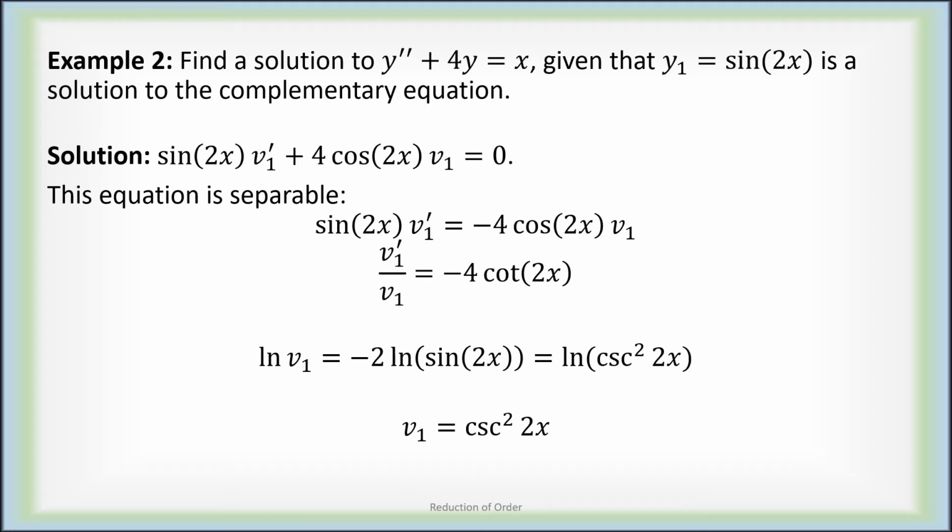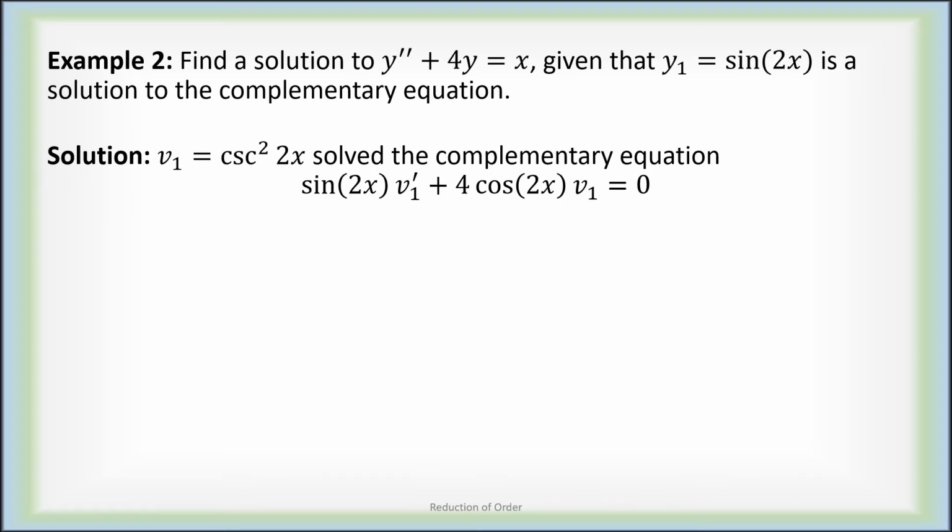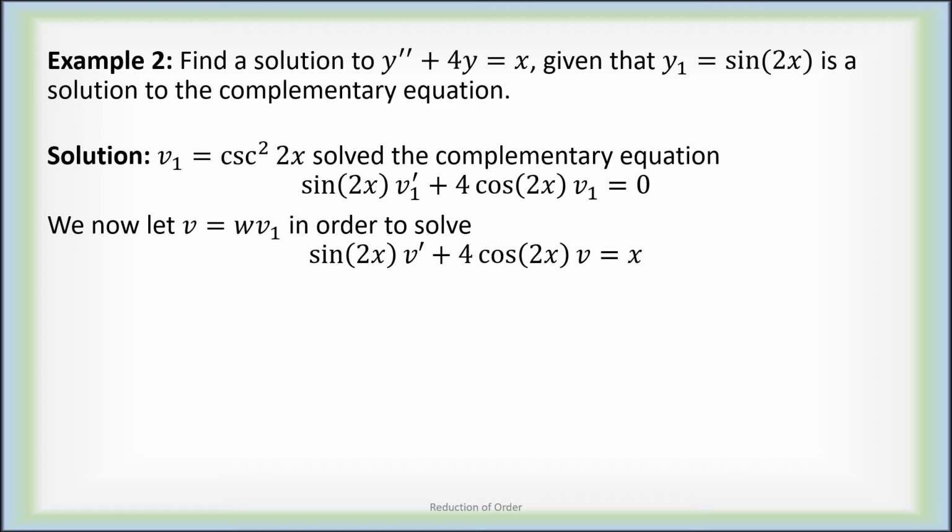Now we're going to go back and solve the original equation in v. So v1, cosecant squared of 2x, solves this complementary equation right here: sin 2x v1 prime plus 4 cos 2x v1 equals 0. We're going to do variation of parameters again. Let v be an unknown w times v1 in an attempt to solve this non-homogeneous equation.